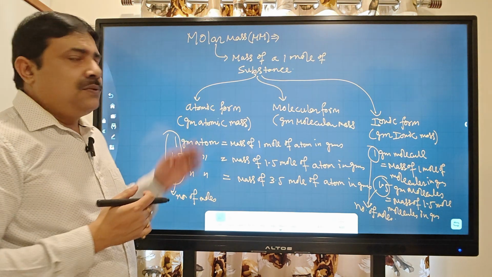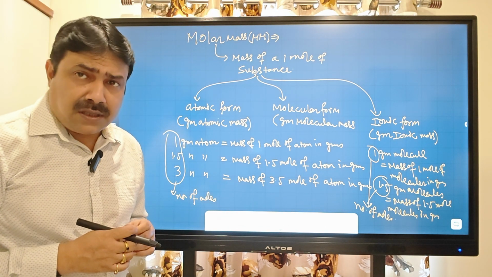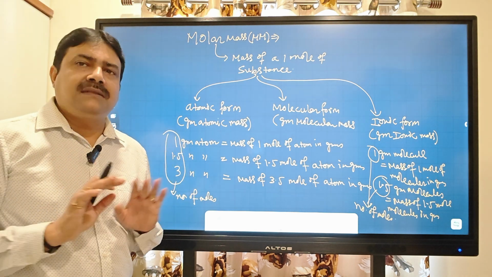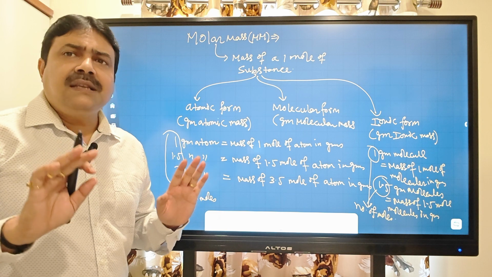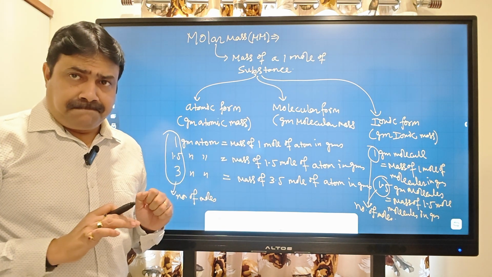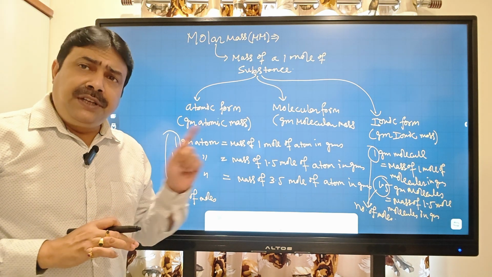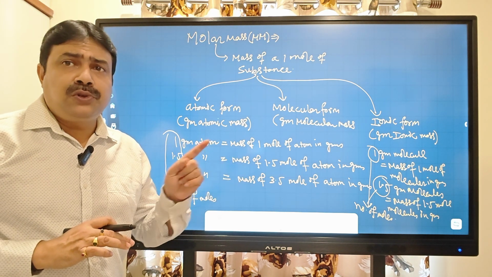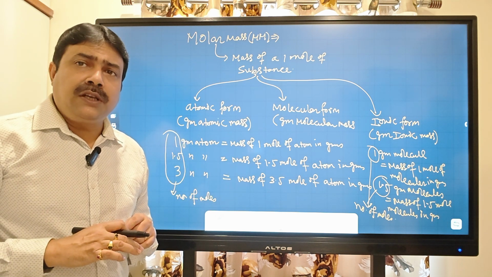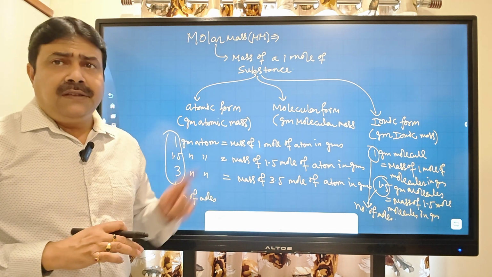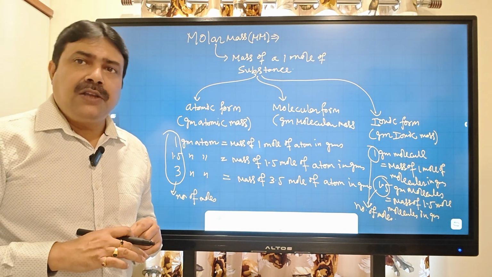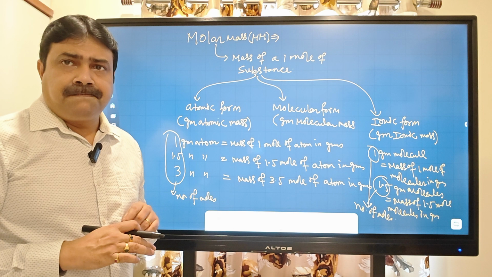So now first we introduced the molar mass concept. What is molar mass? Mass of 1 mole of substance. As simple as that. And a substance can exist in 3 different forms: atomic form, molecular form, and ionic form. If it exists in atomic form, we call it gram atomic mass. If it exists in molecular form, we call it gram molecular mass. If it exists in ionic form, we call it gram ionic mass. I hope it is clear to everyone.